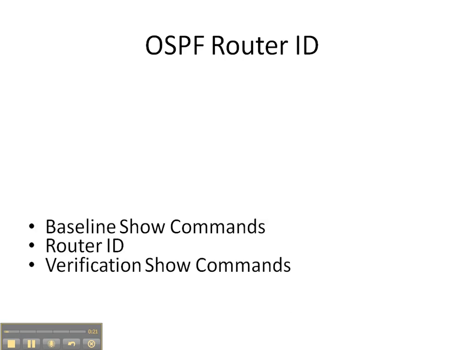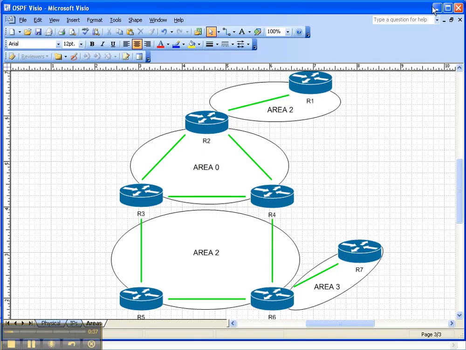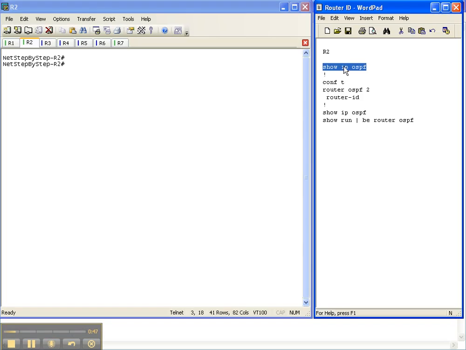So let's look at what we're going to do. We're going to do some baseline show commands to see what the router looks like before we make any changes. We're going to hard code the router ID on router 2, and then we're going to do some verification show commands and compare to the baseline to see if anything's changed. So let's look at the network topology. We're going to be hard coding the router ID here on router 2. I've already done it throughout the rest of the network, so we're going to exclusively look at router 2.